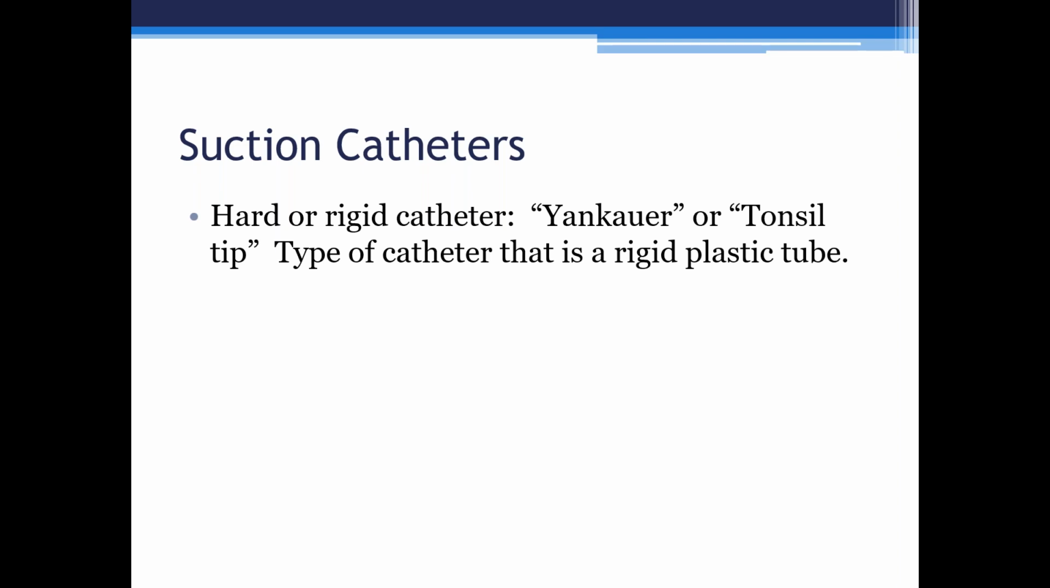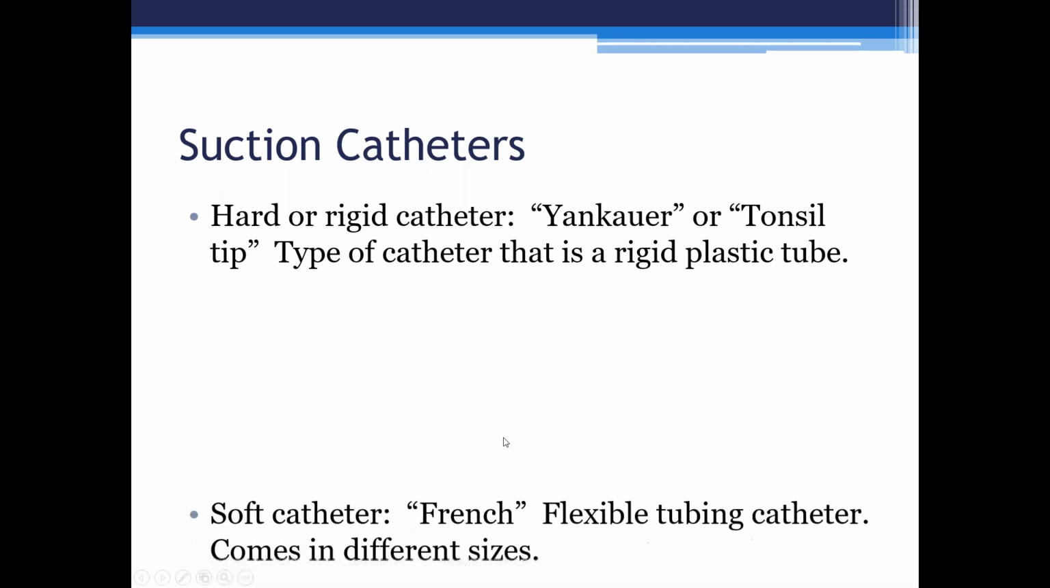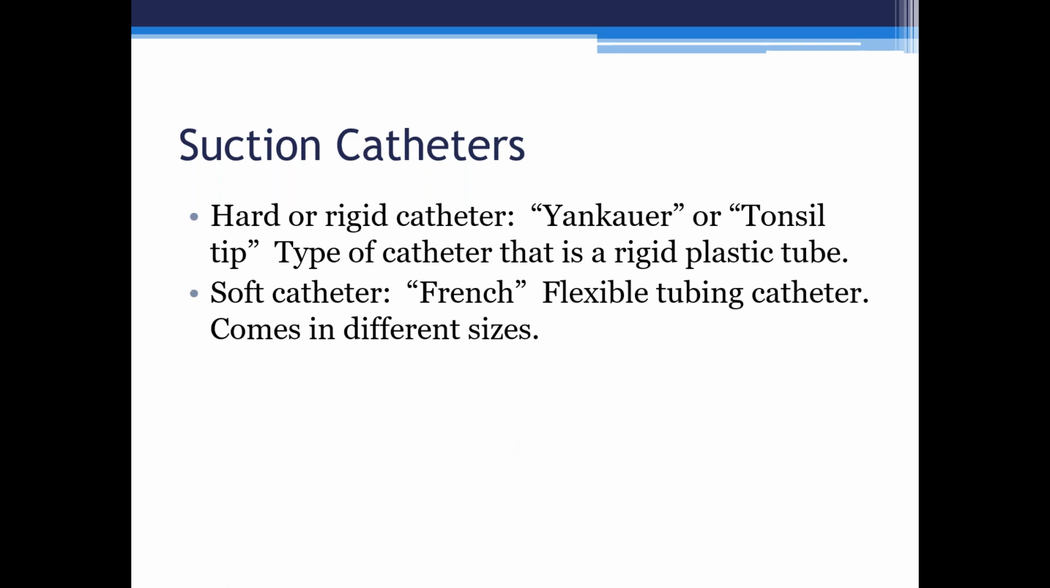Now for our smaller patients, or if we have an airway adjunct located inside that patient and we don't have enough room to maneuver that hard rigid catheter, what we're going to utilize is a soft catheter or a French. So this is going to be flexible tubing, and they come in a variety of different sizes. Oftentimes they're going to go in between the sizes of about a 6 French all the way to a 20 French catheter.